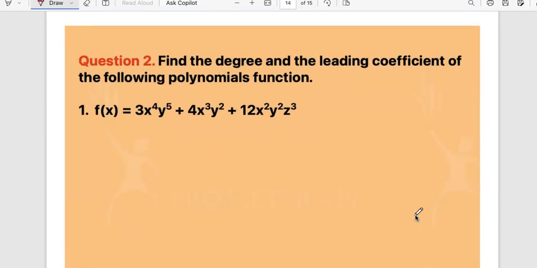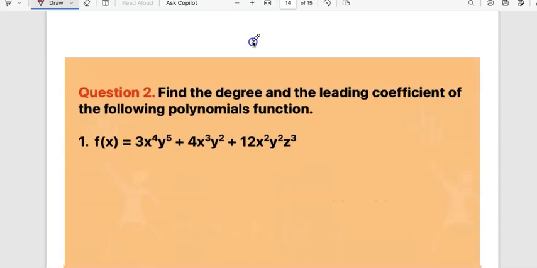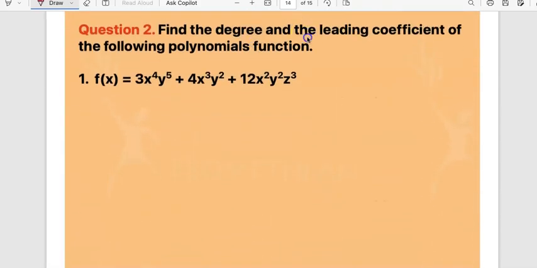Now this is a different question. See, this says find the degree of x. You see this? It specifically talks about the degree of x. But this one talks about the degree and leading coefficient of the polynomial function. So we have to find the degree and leading coefficient of the whole function. The problem over here is that earlier we had only x, but we have x and y over here. What to do?